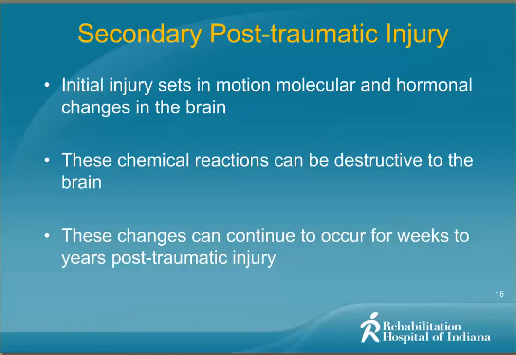Okay, moving beyond mild TBI and just talking about when a TBI occurs in the brain, there's the initial injury, and then there's secondary post-traumatic injury. Essentially, the initial injury sets in motion molecular and hormonal changes in the brain. These chemical reactions can be destructive to the brain, and unfortunately, they can occur up to weeks and sometimes years post-injury. We don't understand the processes completely, and we also don't have a great way of predicting in whose brain this will continue to happen and for how long. The bottom line is that people can and sometimes do get worse in the short run with brain injury.